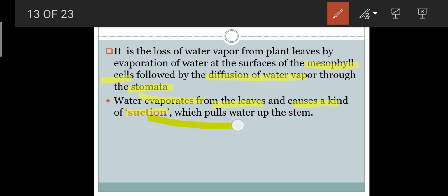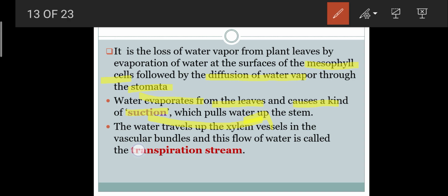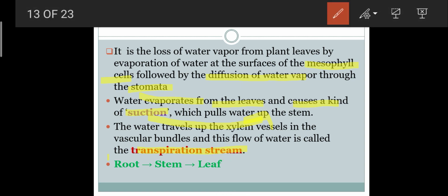This suction pulls the water up the stem. The water travels up the xylem vessels in the vascular bundles, and this flow of water is known as the transpiration stream. So the water travels from the roots to the stem and then to the leaves.